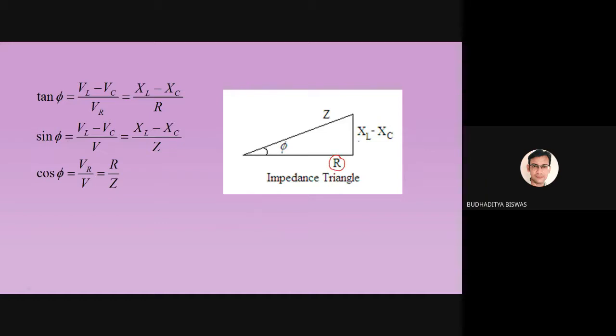This is XL minus XC, and this is the impedance Z. And we just write the defined values of this angle: tan phi, sin phi, cos phi, this one.